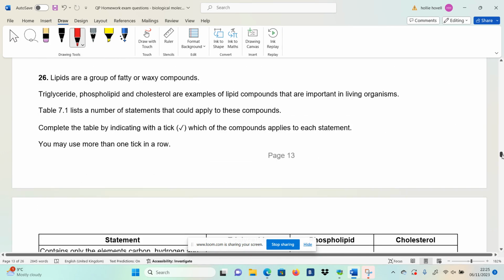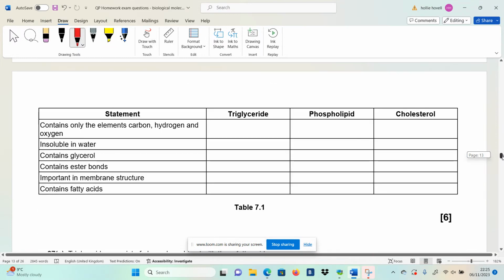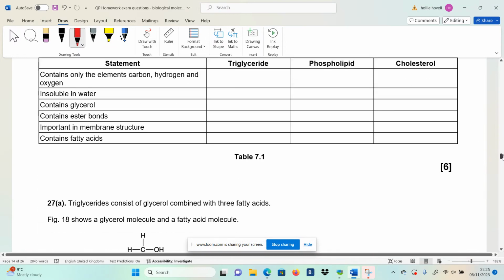26. Lipids are a group of fatty or waxy compounds. Triglycerides, phospholipids, and cholesterol are examples of lipid compounds that are important in living organisms. Table 7.1 lists a number of statements that could apply to these compounds. Complete the table by indicating with a tick which of the compounds applies to each statement. You can use more than one tick in each row.